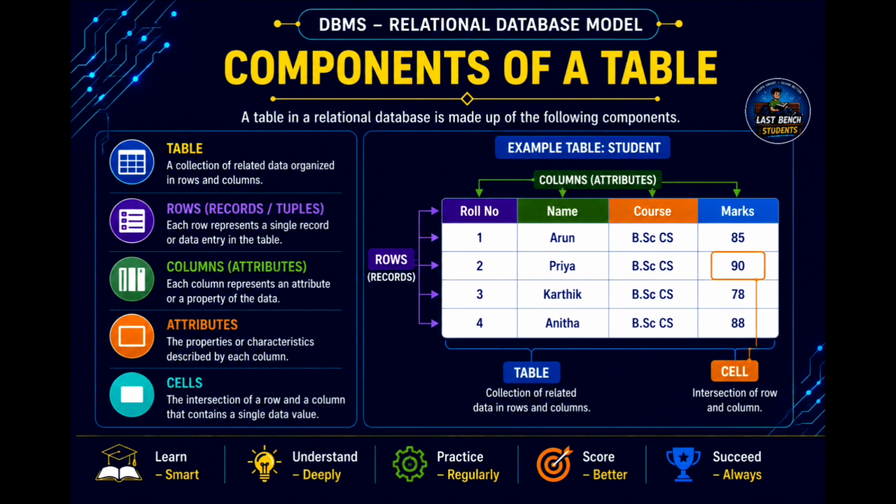Now let's understand the main components of a relational table. A table stores related data. Each row represents a single record, and each column represents an attribute or field. Together, rows and columns organize the data in a simple and structured format.